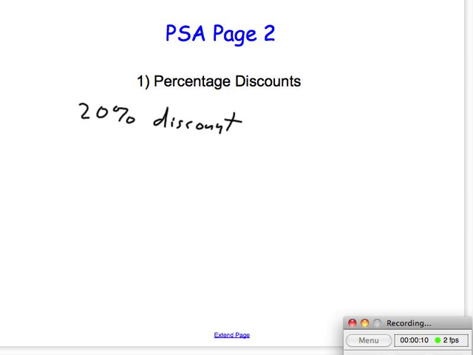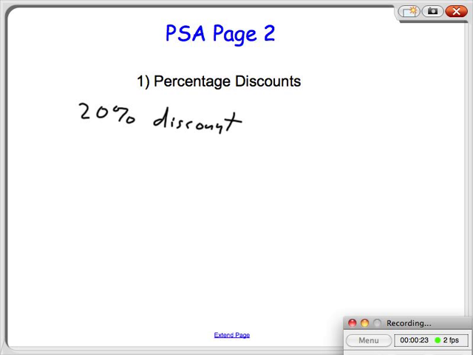4 little topics to remind you of to help you with the problems on page 2. The first one is percentage discounts. There's a problem here that talks about what happens when you're given a percentage discount at a store. A couple ways to think about this.